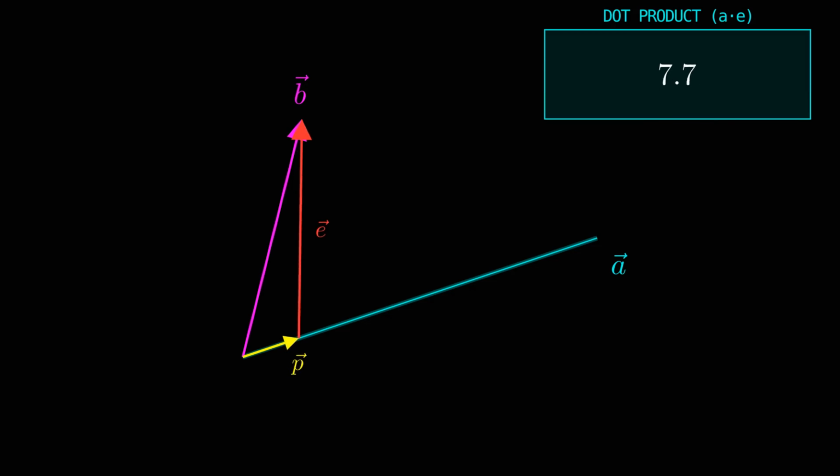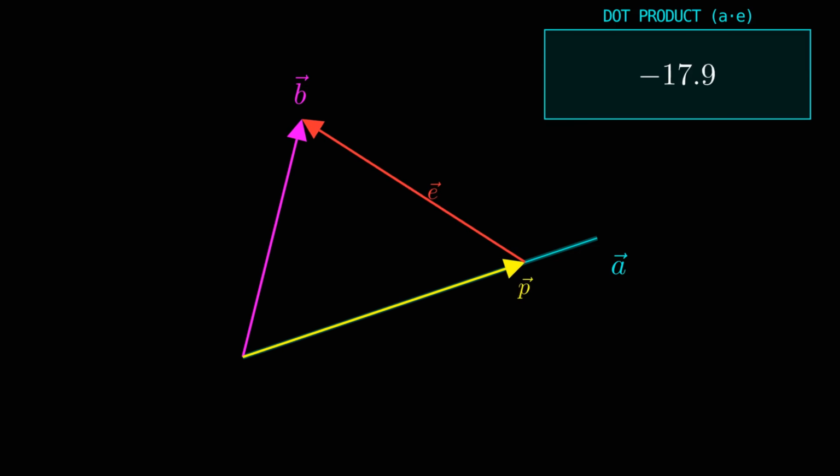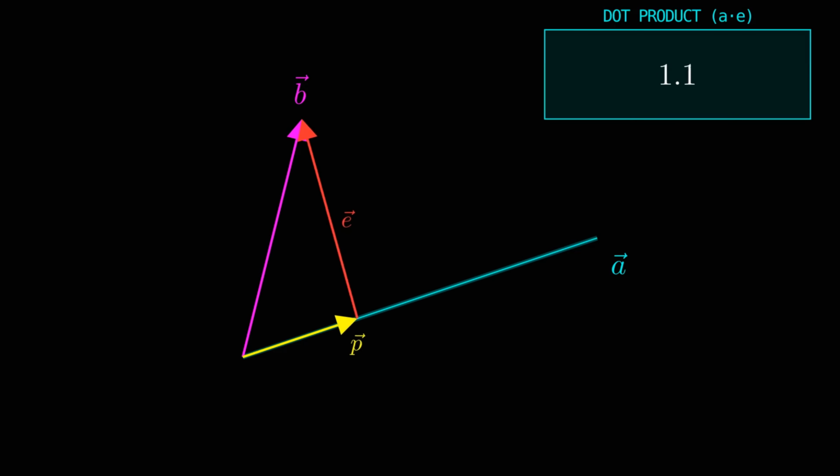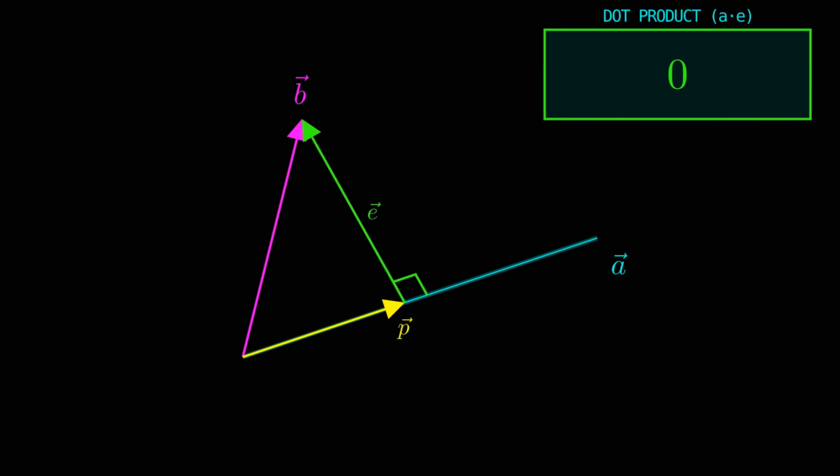We know the projection lies somewhere on this line. But where? If we stop here, too short, the error vector is tilted. If we go here, too far, the error vector is huge. Mathematically, we find the answer by watching the dot product. As we slide, the angle changes.